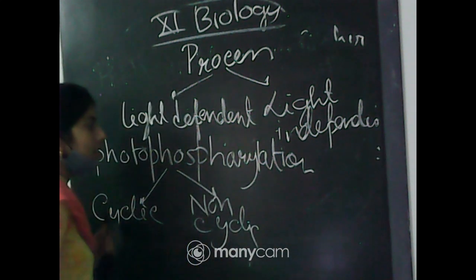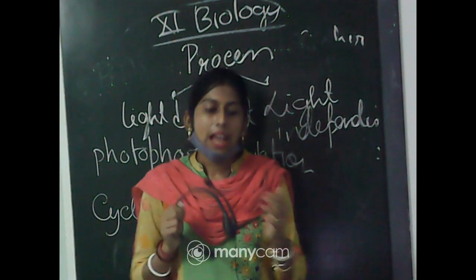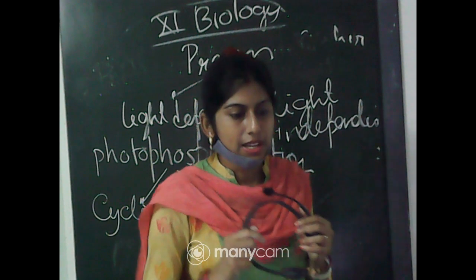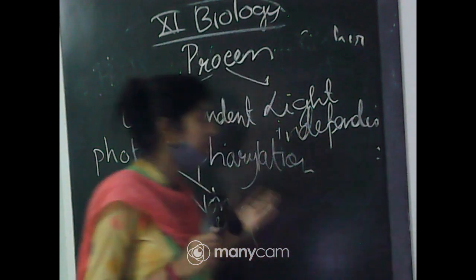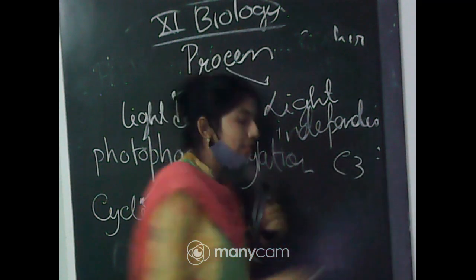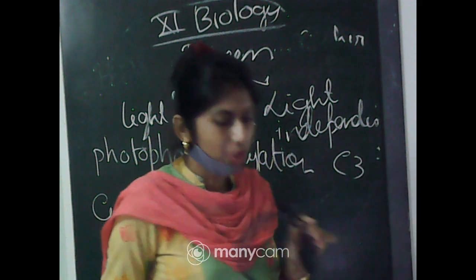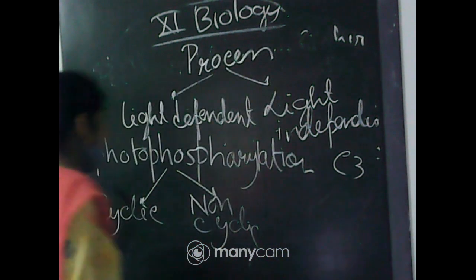And the alternative name of the dark reaction is the light independent phase or Calvin cycle, as the scientist Calvin discovered this phase, or C3 cycle. Why is it called the C3 cycle? Because the first intermediate product of this cycle is a 3 carbon compound. That's why it is called the C3 cycle.